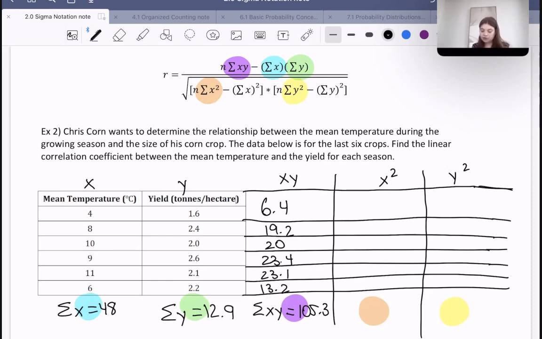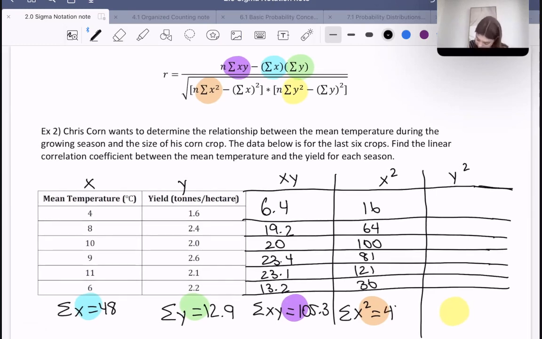Okay, let's do the x squared value. So 4 squared is 16, 8 squared is 64, 10 squared is 100, 9 squared is 81, 11 squared is 121, and 6 squared is 36. Now we've got to add up all of those values. So 16 plus 64 plus 100 plus 81 plus 121 plus 36 is 418. So that's 418. Amazing.